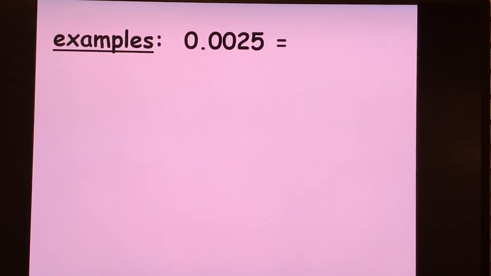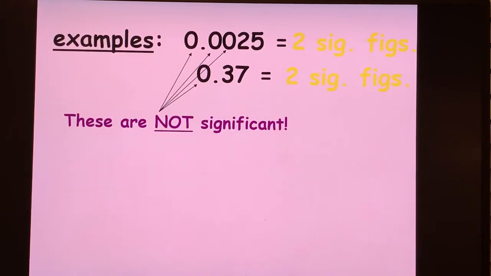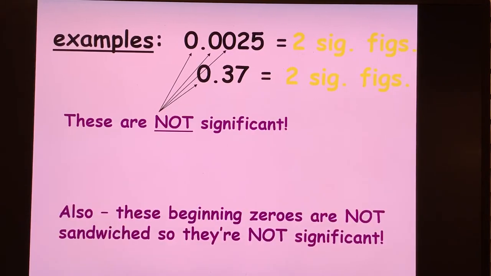0.0025. How many significant figures? If you said 2, you're correct. 2 significant figures. How about 0.37? Correct, also 2. Those leading zeros are not significant according to the 4 rules that you just copied down. Also, these beginning zeros are not sandwiched. They're not trapped, captive zeros in between 2 whole digits, so they are not significant.